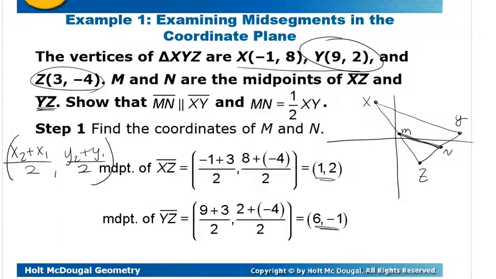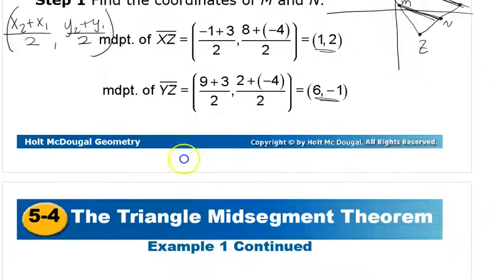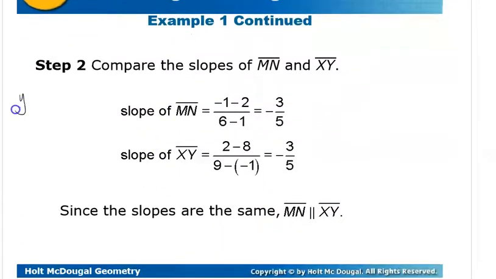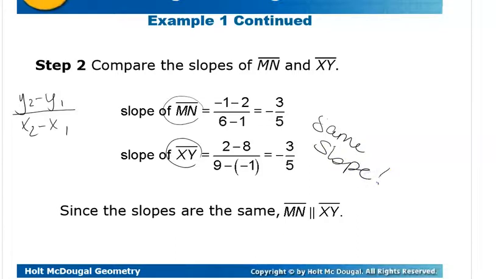And now we need to show that MN, what we just drew, is parallel to XY. Okay, well, it looks pretty parallel, but how can we check that they're actually parallel? Well, we're going to look at slope. So we're going to use our slope formula. If you don't remember the slope formula, it is y2 minus y1 over x2 minus x1. So we find our slope of MN, and we get -3/5. And we find our slope of XY, and we get -3/5. So since they're the same slope, these are parallel. So we confirmed that so far.